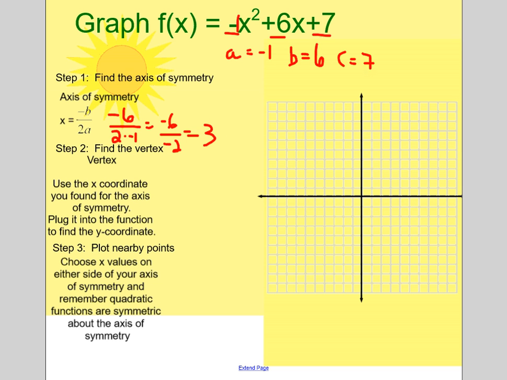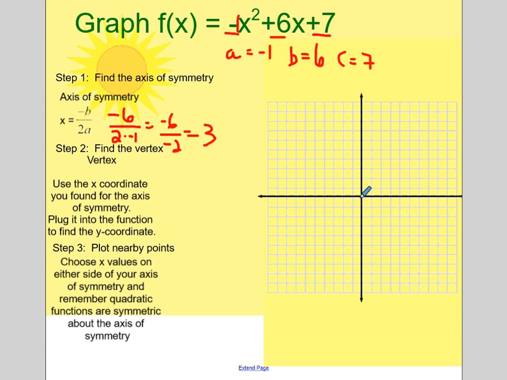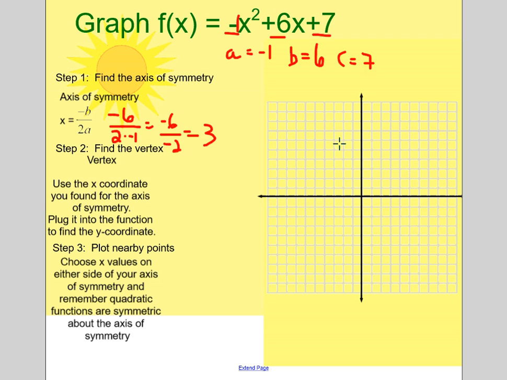I'm going to go over to my -3 here, or my +3, I'm sorry. I'm going to go, come on, 1, 2, 3, make my line, my axis of symmetry. Step 1, done. Okay, now I'm going to find the vertex. I'm going to use my x-coordinate, which in this case was 3, plug it into this information up here.